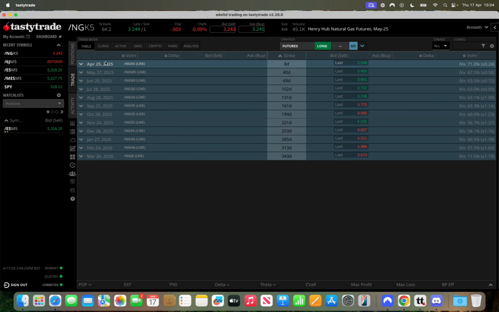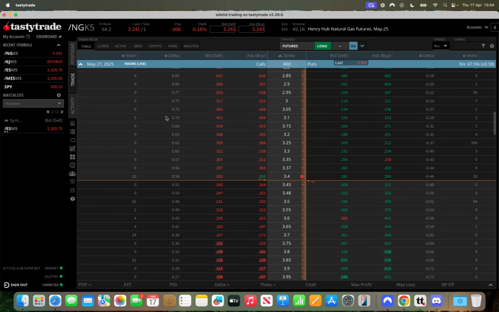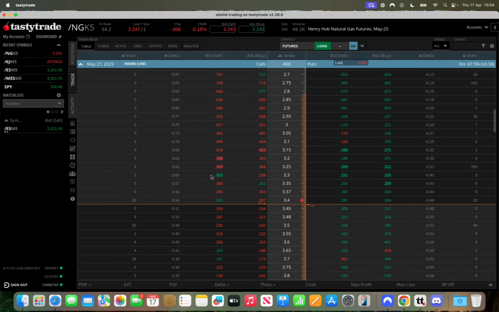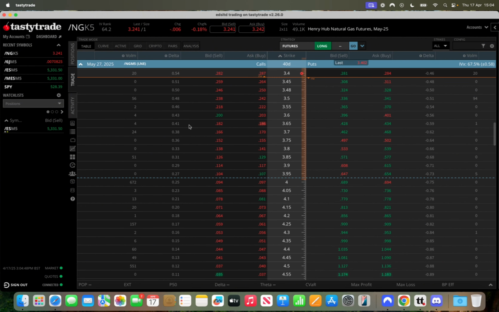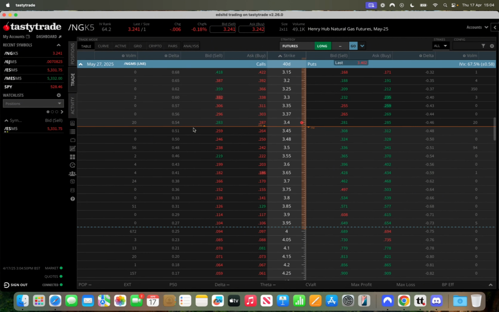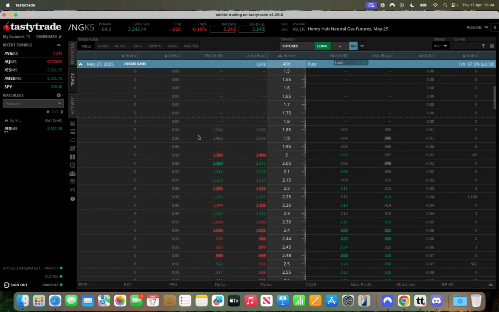You want to then go over to where you can see a list of option expiration dates for that particular underlying, and you want to pick one that's between 30 and 60 days out. So we've got one here 40 days away, May 27th, that we're going to open up. And now we can see the options chain. Before we do anything actually, you want to make sure you have the delta columns for both your call and put side of the options chain. And what we're going to do is we're going to sell some really far out of the money contracts.